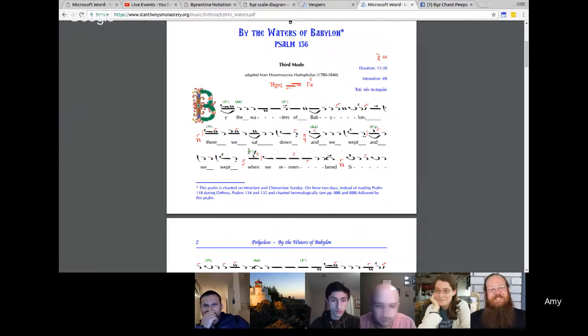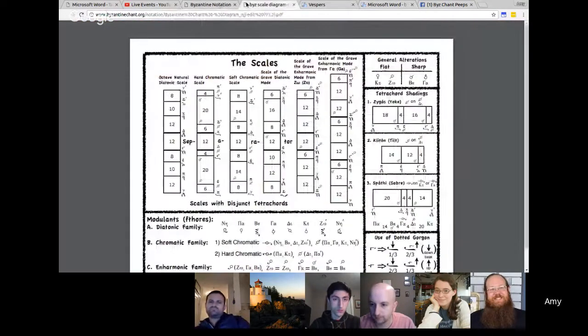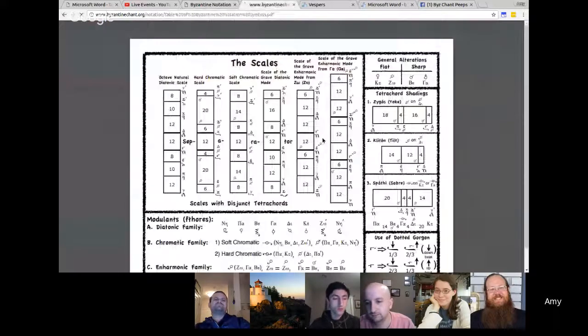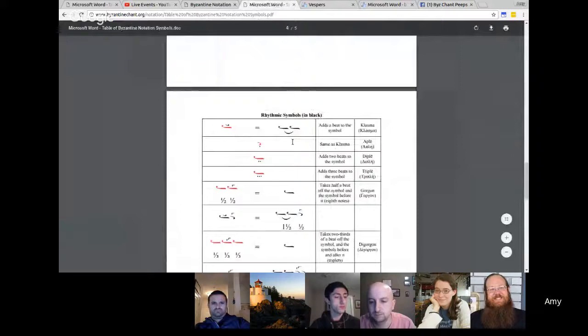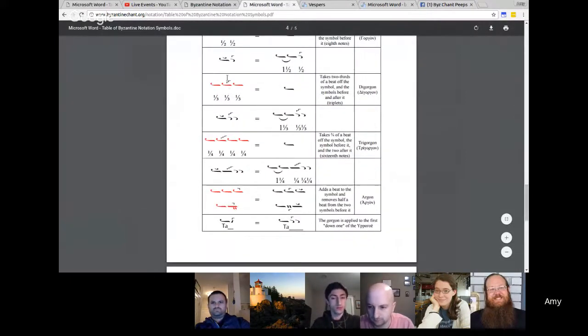You have this interesting rhythm right here, which is the trigorgon, and basically it affects, let's see, it only lets me show one at a time. Let me pull up this other one. So the trigorgon basically affects the note it's over, the one before it and the one after.